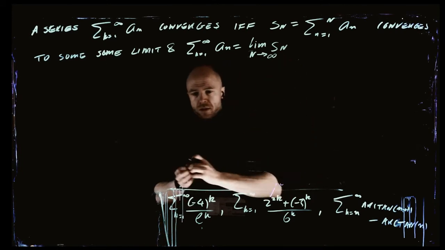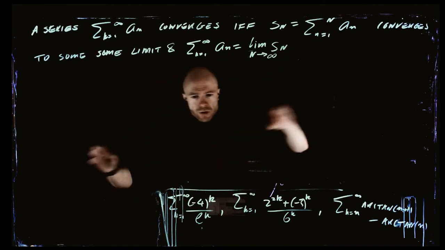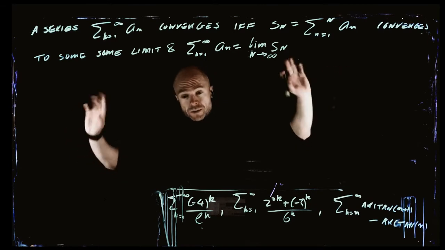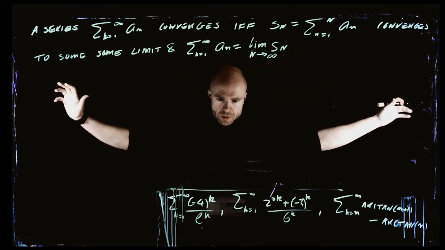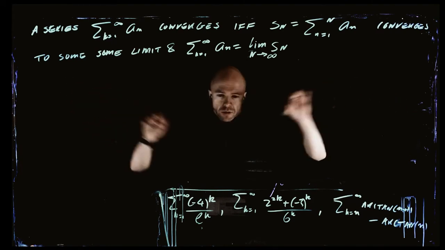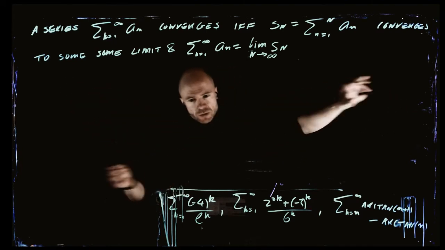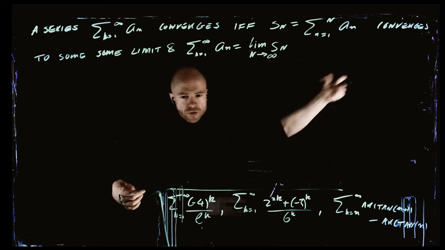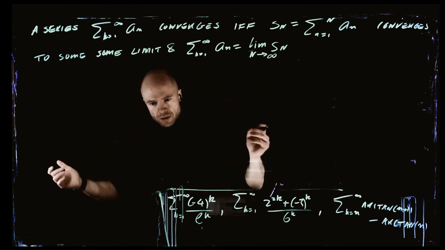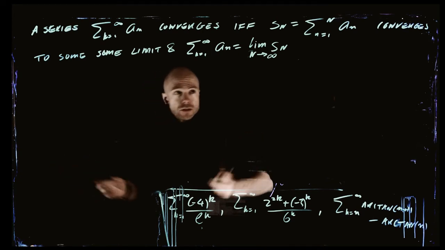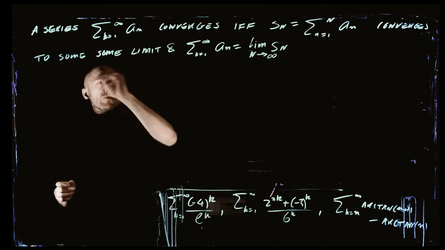A series is an infinite collection of terms. In other words, it's what we get when we have a sequence and we add up all the terms. A sequence is just an infinite collection of terms put into a list: 1, 2, 3, 4, 5, up to infinity. A series is what happens when we try to add all these things together. Yeah? So that's what it means for a series to converge.